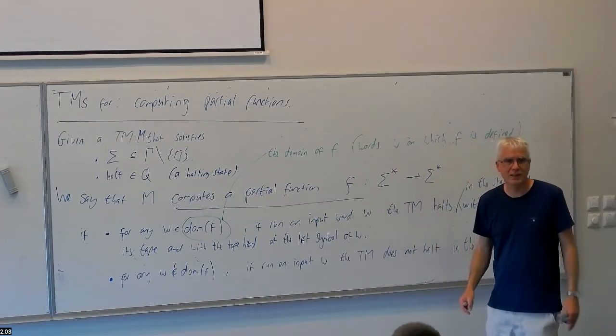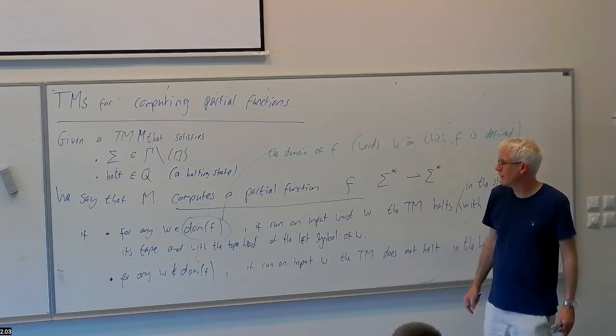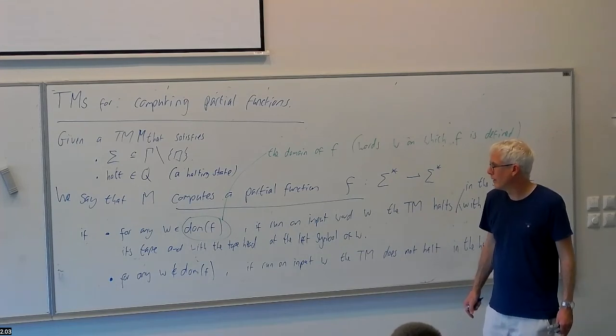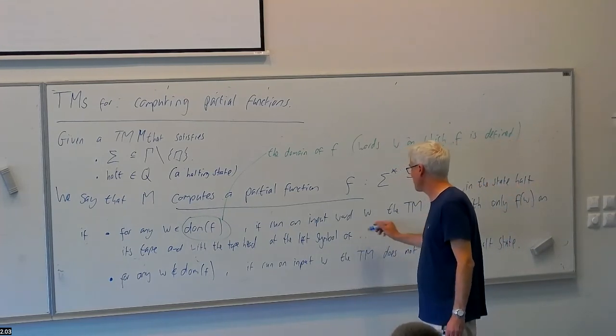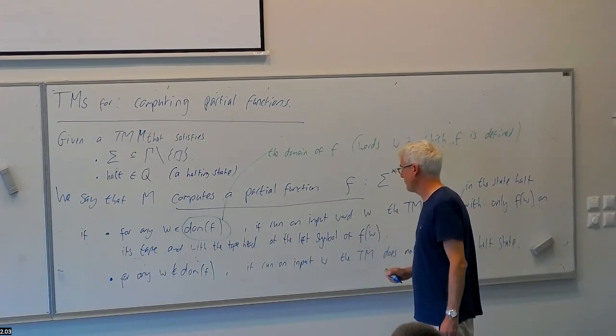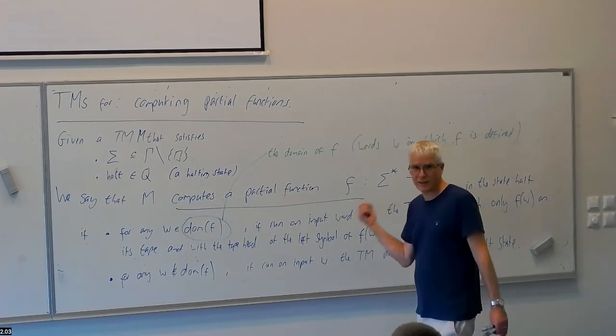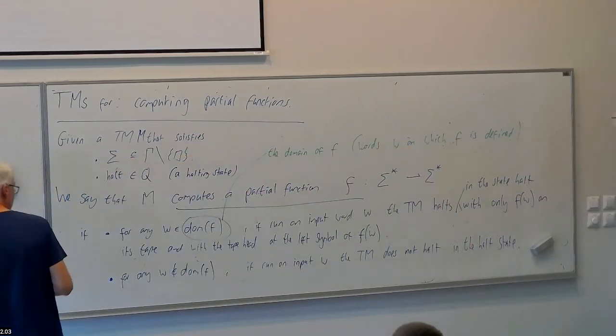Yes, there's a question. On the first point, you said that we move to the left of the symbol w, but shouldn't it be f of w, because after we finish there's f of w on the tape? Yes, thank you, very good. It should be f of w on the tape. And then it's pointing at the leftmost symbol of the word f of w. Thank you very much.